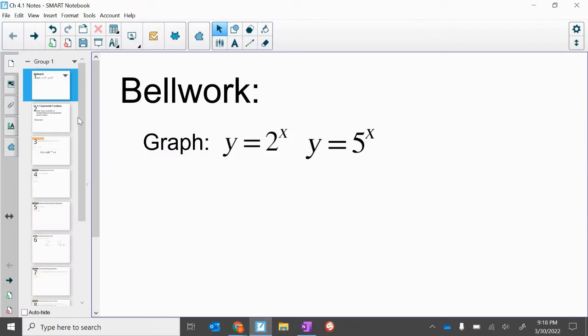We're going to look up chapter 4, and we're going to start in 4.1. Chapter 4 is all about exponential and logarithmic equations and graphs and functions. And so we're going to start off by graphing and kind of relating things to what we already know graphing wise. So here's your bell work. Go ahead and pause this here, and you can attempt this bell work here.